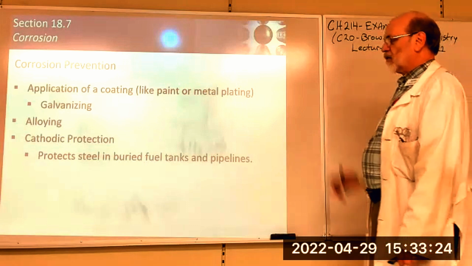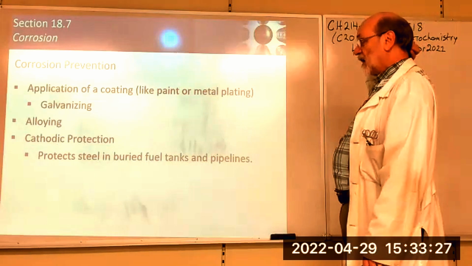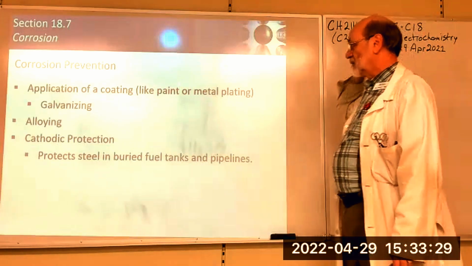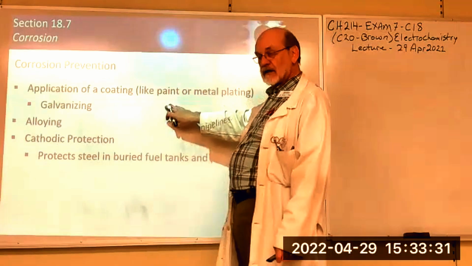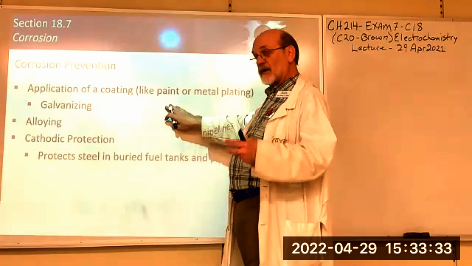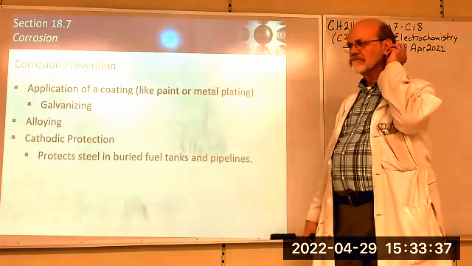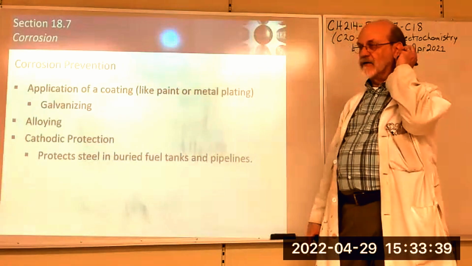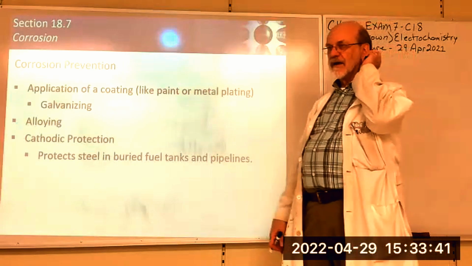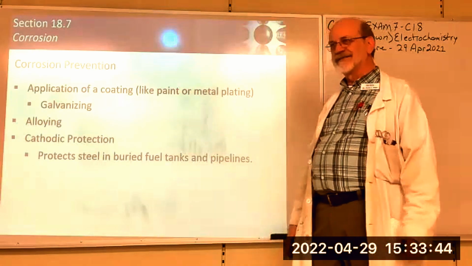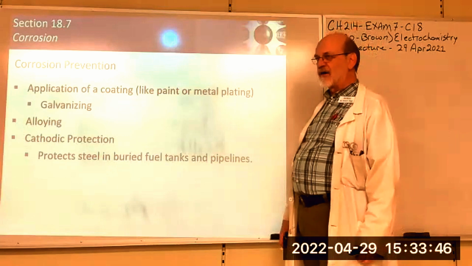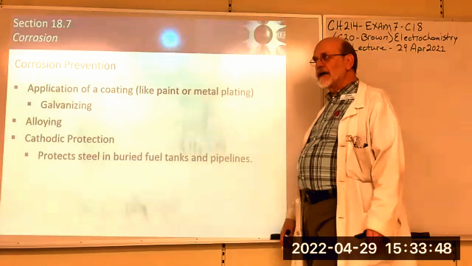Okay, how do we prevent corrosion? One way is with coatings. We can paint it, right? Keep the oxygen out of it, keep the water out of it. That's why you paint the wood whenever you make a porch. Well, that would protect the nails. Yeah, but it doesn't rot. Yeah, but that's not corrosion. It won't be rot. No, that's not corrosion.